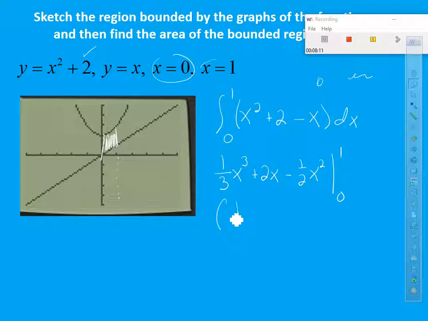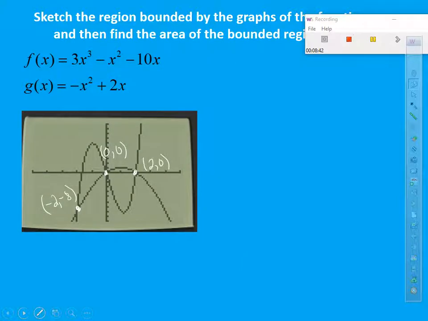If I do that, I'm going to have 1/3 times 1 plus 2 times 1 minus 1/2 times 1, minus, if I run 0 through here, I'm going to get 0. Run that through your calculator or your brain, and we should get that little area right there is going to be 11/6. So upper bound minus the lower bound. So I've done 2 easy ones for you. Now we got to do a couple little tougher ones.